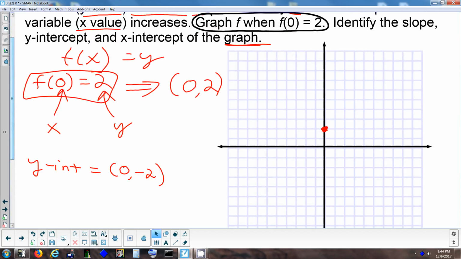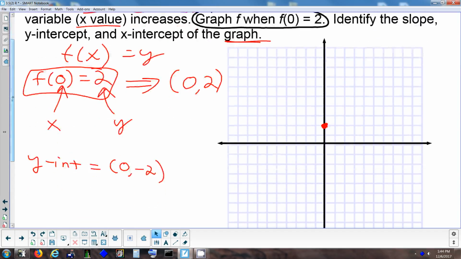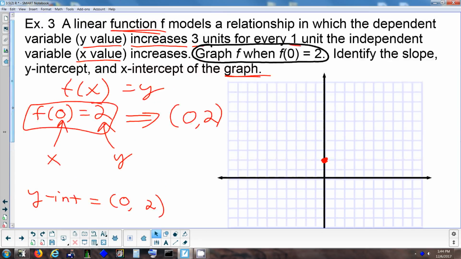Okay, y-intercept. How do we distinguish it from the x? Well, y is up and down, x is left and right. This point is 0 left and right, 2 up. Since the 2 is in the second spot, that's the y, up and down.